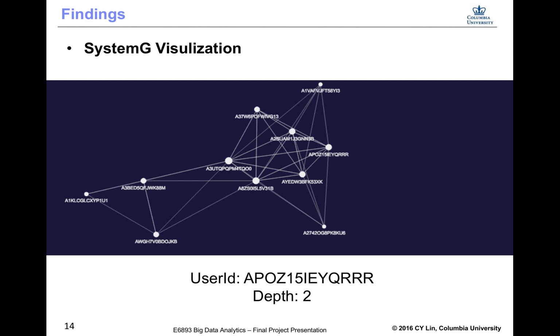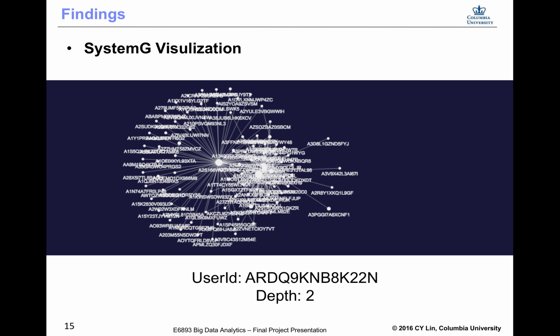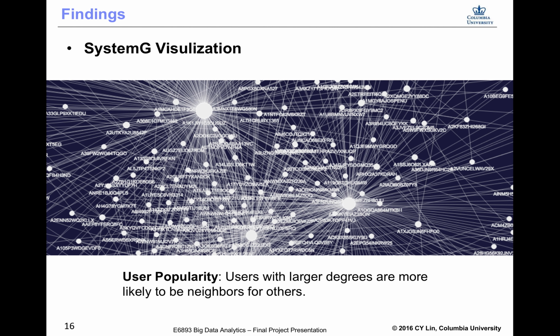We visualize the clusters of similar users in System G. There are two examples consisting of a user and his neighbors with depths of 2. This is the first example, and this is the second. From this graph, we can see that System G can show users' popularity. Users with larger degree are shown with a larger size in the graph, and are also more likely to be neighbors of other users. We can use this characteristic to recommend users for new users.